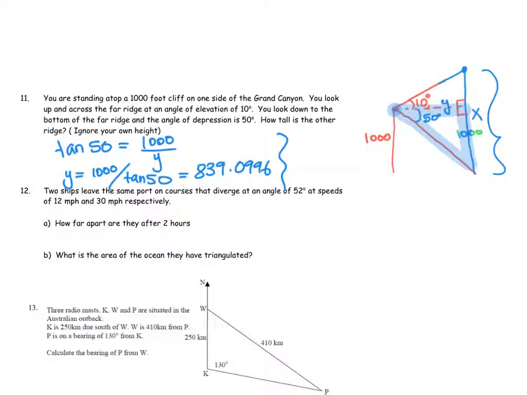Now what I'm going to do is take this right triangle over here, and I know the angle, I need the opposite side, and I have the adjacent side y. So let's use SOHCAHTOA. Tangent of 10 is equal to the opposite side, so let's call this z, over the adjacent side, which is all this.